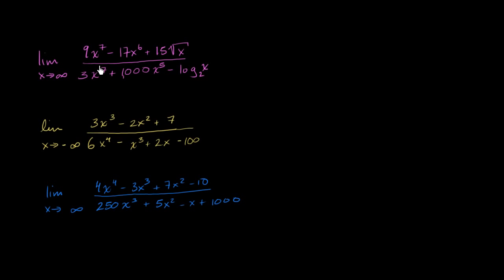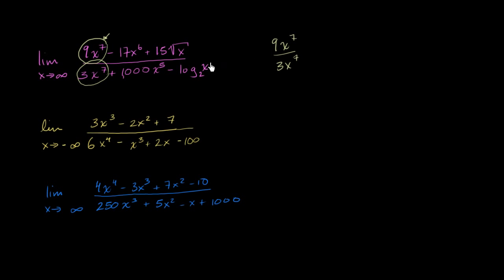So for example, in the numerator, out of these three terms, the 9x to the 7th is going to grow much faster than any of these other terms. So this is the dominating term in the numerator, and in the denominator, 3x to the 7th is going to grow much faster than an x to the 5th term, and definitely much faster than a log base 2 term. So as we get closer and closer to infinity, this function is going to be roughly equal to 9x to the 7th over 3x to the 7th.